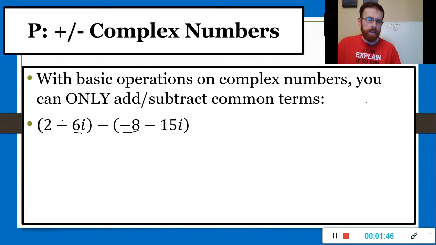So with that, I'm going to simply subtract, since that's my operation, this 2 and this negative 8. What happens when you subtract negative, ladies and gentlemen? That's right, it's the same thing as adding a positive. So, writing my equal sign once again, I apologize for this being sloppy. 2 minus a negative 8 is the same thing as 2 plus 8, which gives me 10.